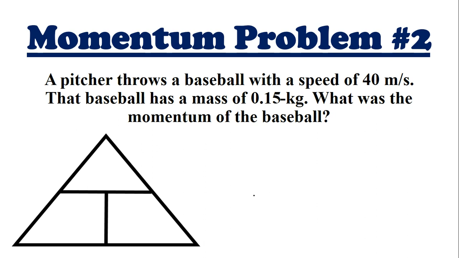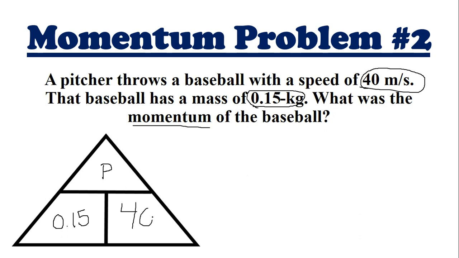Here we go. It says a pitcher throws a baseball with a speed of 40 meters per second. The baseball has a mass of 0.15 kilograms. What is the momentum of the baseball? So what are we trying to find? All right, we're trying to find momentum. So that means the p stays at the top. In the bottom, we're going to have our mass, which is 0.15, and we're going to have our velocity up here too.